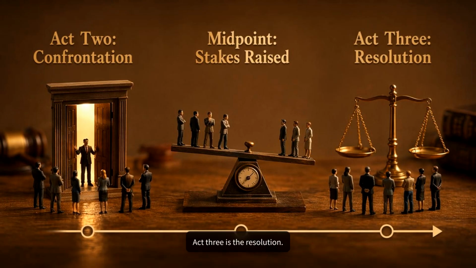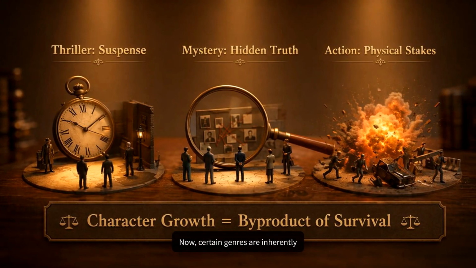Act 3 is the resolution. The external pressures peak at the climax, forcing a definitive end to the conflict and establishing a new equilibrium. Now, certain genres are inherently built for this plot-driven delivery. The three core examples are thriller, mystery, and action.